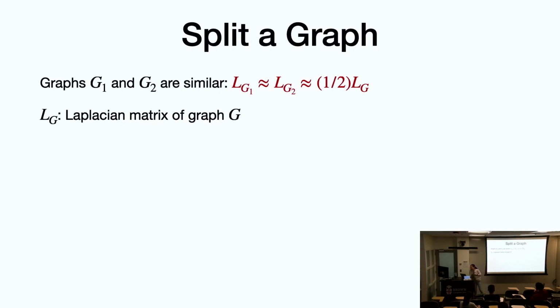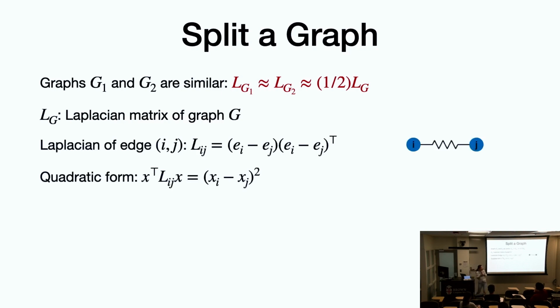Well, here I want to give you another definition. First, I want to define the Laplacian matrix of a single edge between vertex i and vertex j. I call this matrix L sub ij, and I define it to be the vector e_i minus e_j times its transpose. e_i and e_j are the elementary basis vectors. So this vector e_i minus e_j has value 1 for the ith coordinate, value -1 for the jth coordinate, and zeros everywhere else.